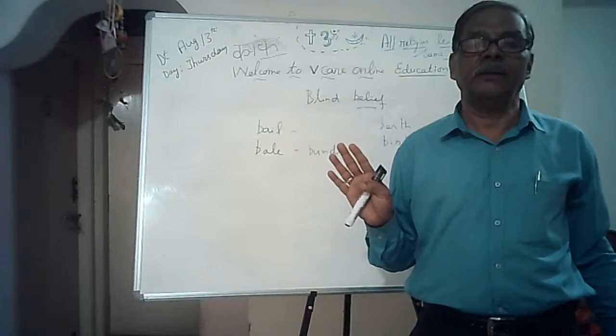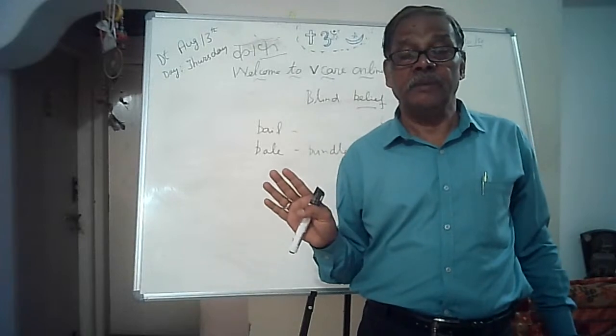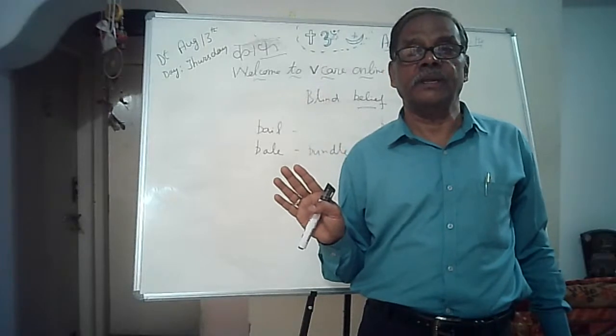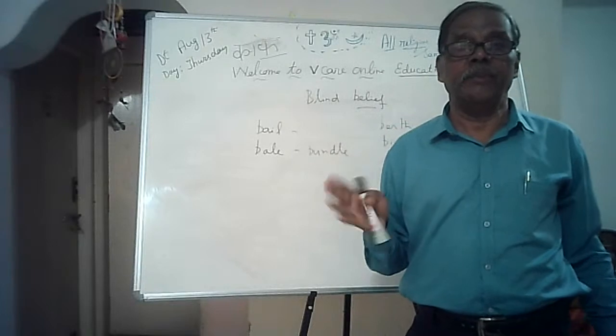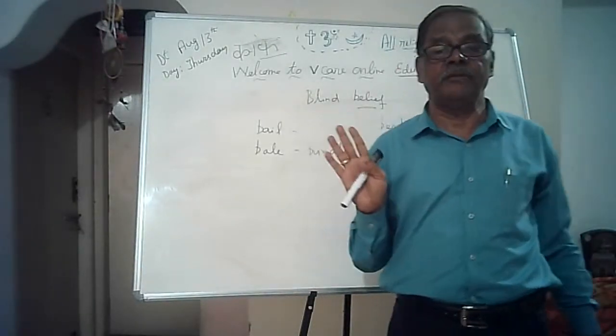Birth anniversary of Mahatma Gandhi is on October 2nd. Birth anniversary of Srimati Indira Gandhi is November 19th. Birth anniversary of Dr. Ambedkar is April 14th.